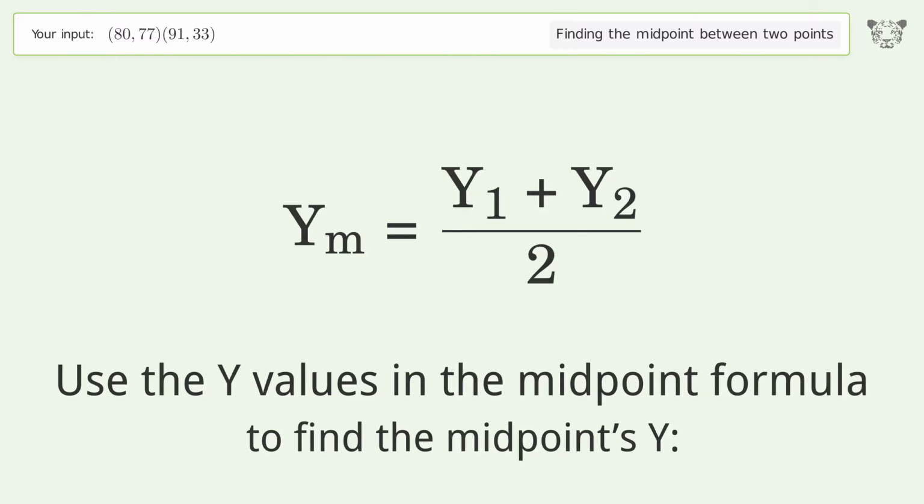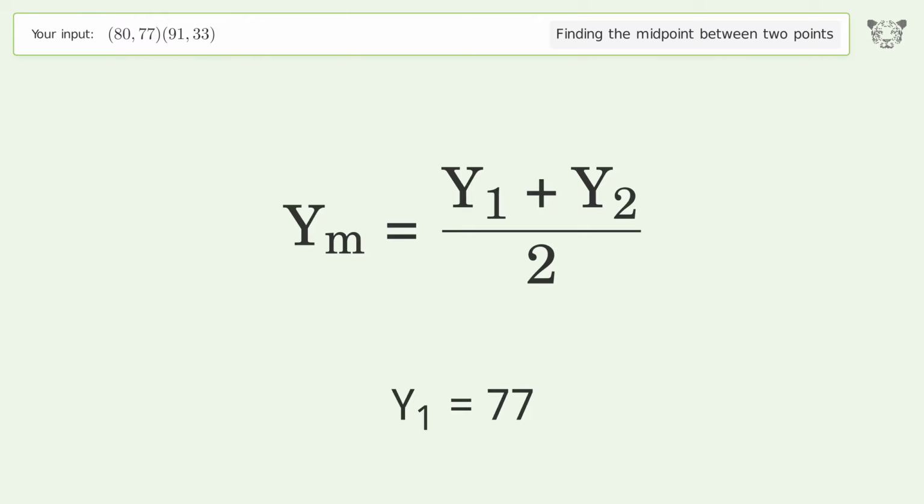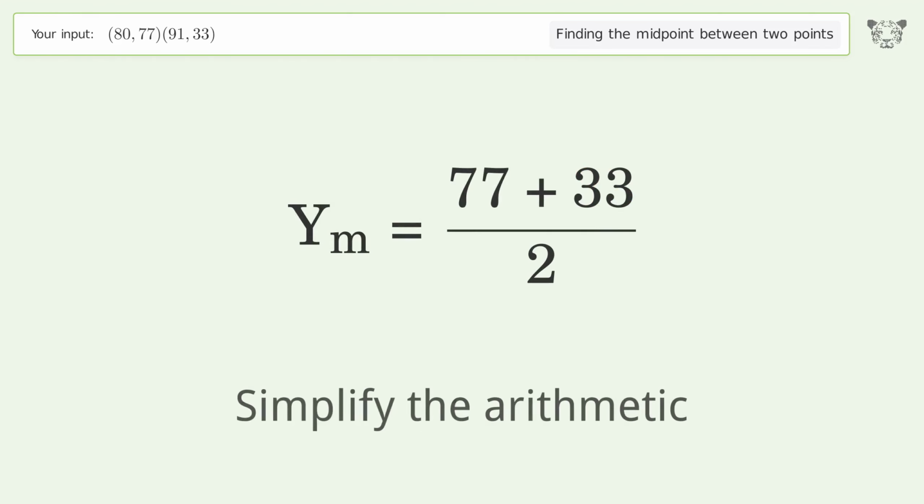Use the y values in the midpoint formula to find the midpoint's y. y1 equals 77. y2 equals 33. Simplify the arithmetic.